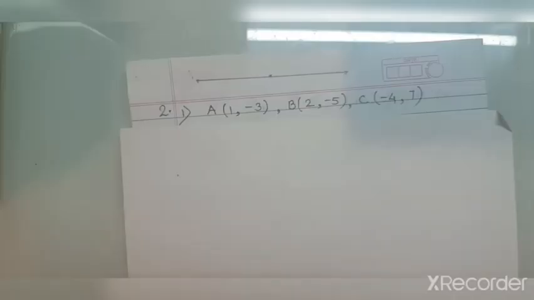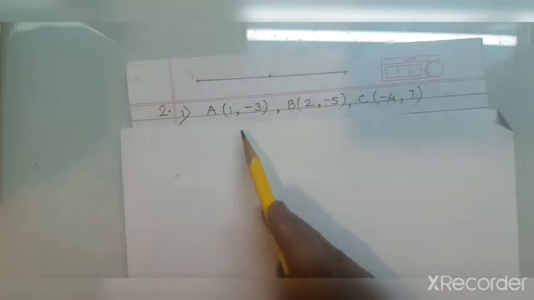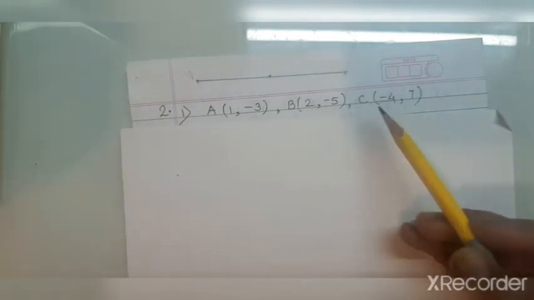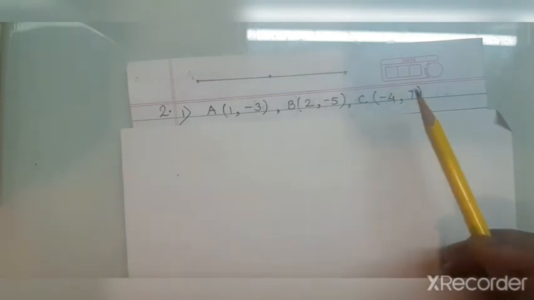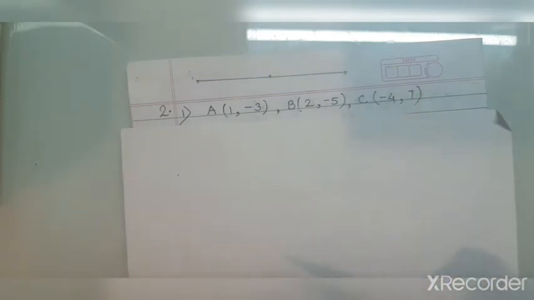Now the question is, we have to see whether these points, point A, the coordinates are given, point B, the coordinates are given, and C, the coordinates are given, whether points A, B, C are collinear, that is, they lie on the same line. It's not necessary that all are collinear. They can be non-collinear also. So we have to just check.